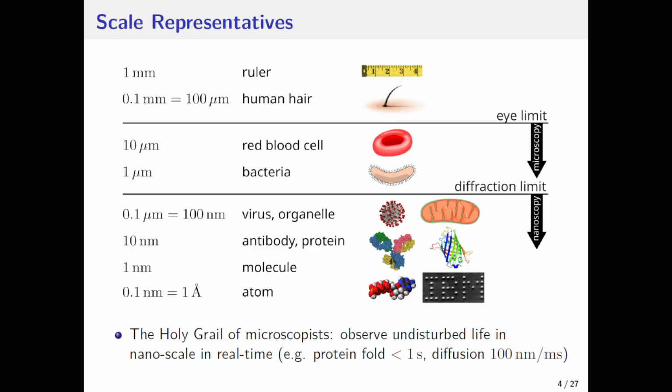So to sum it up, microscopists, biologists, would love to see what's happening at the nanoscale. Ideally, the method should not disturb what's going on. We also would like to see it in real time. For example, proteins fold quickly, within a second.